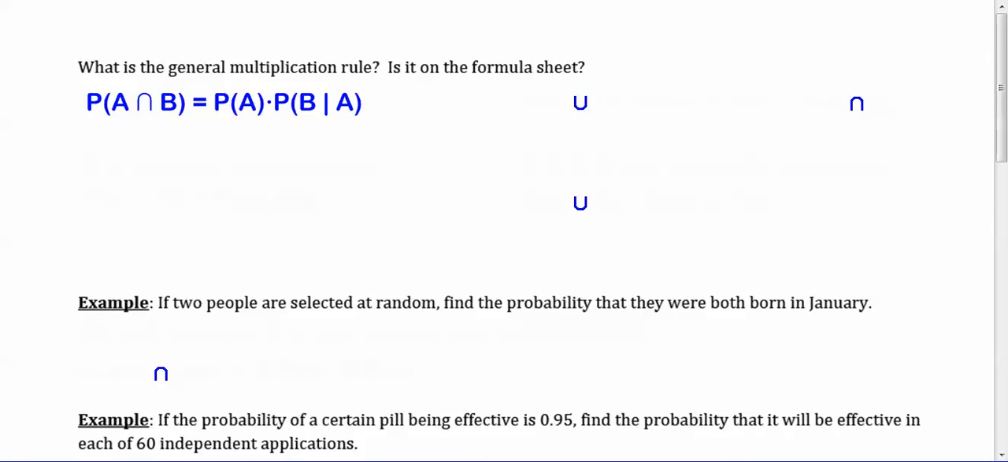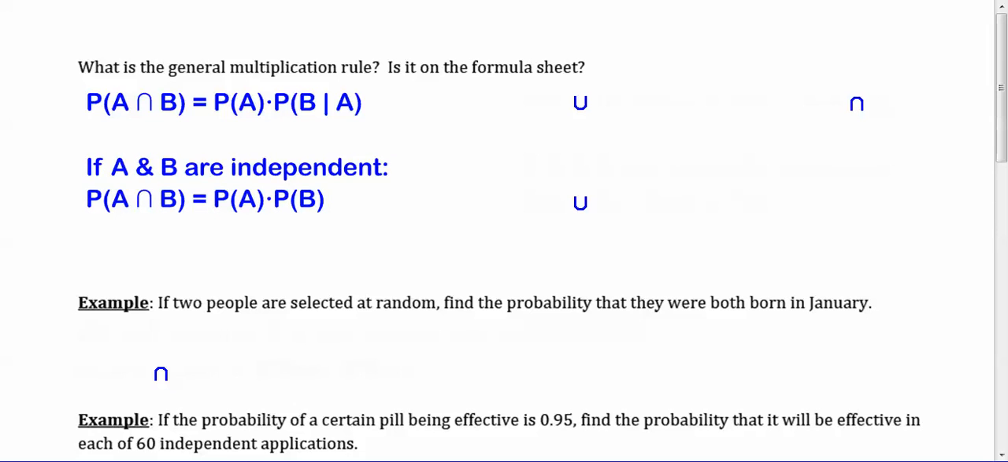Now remember, there is a special case. The probability of A and B is equal to the probability of A times the probability of B given A is always true. But in the event that A and B are independent, remember that the probability of B given A is exactly the same as the probability of B. So this is just going to become the probability of A and B is equal to the probability of A times the probability of B.